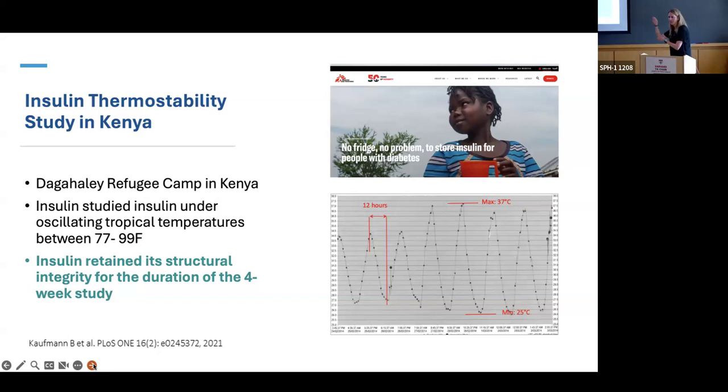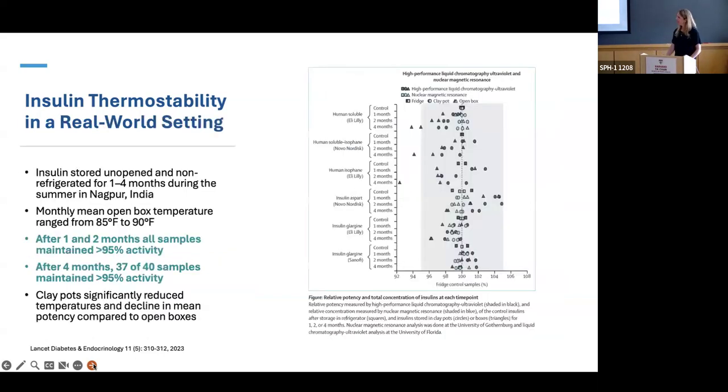And just don't keep it in the sun, put it somewhere under something in the shade, but you can use it. That gives you a little bit more liberty and freedom to live your life to some extent than before. This was another real world setting insulin study done by Life for a Child and some others in India, in one of the hottest cities in India during the summer, Nagpur. The open box temperature, again in people's homes, was between 85 and 90 degrees Fahrenheit.